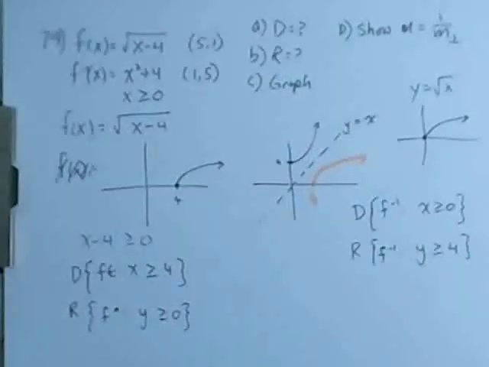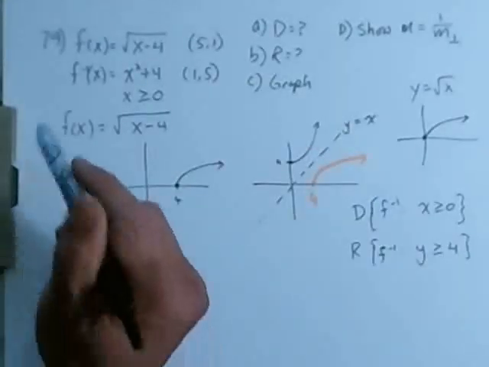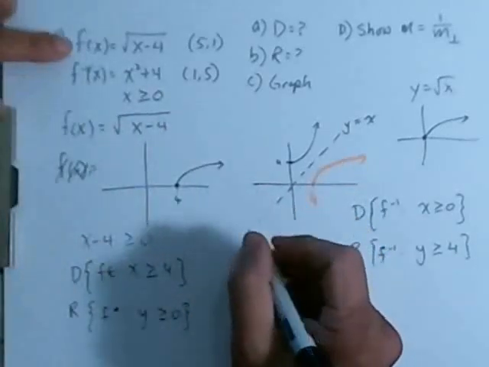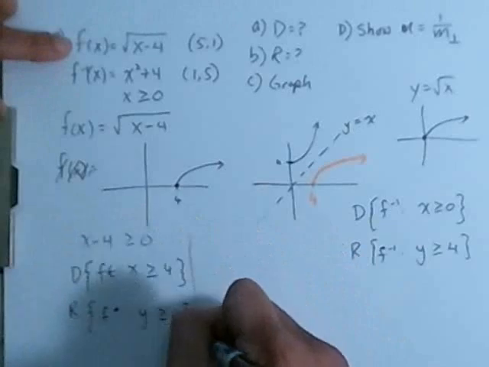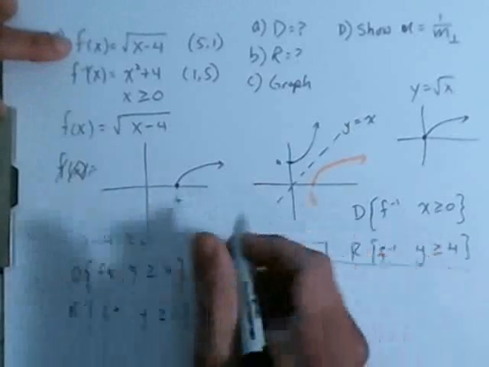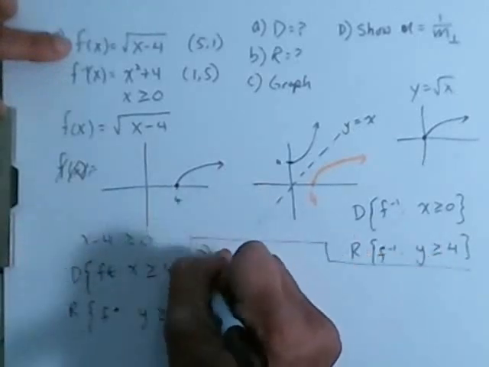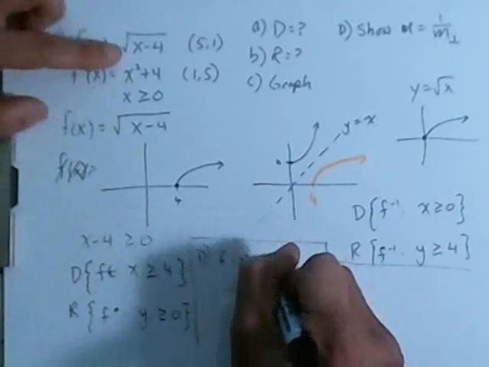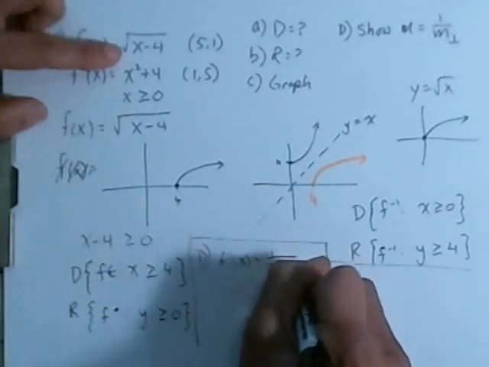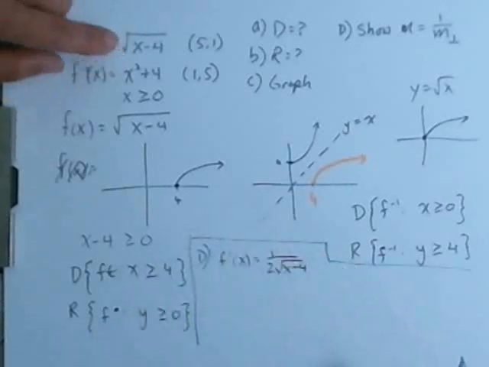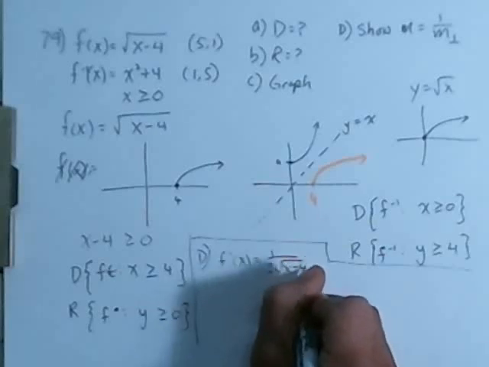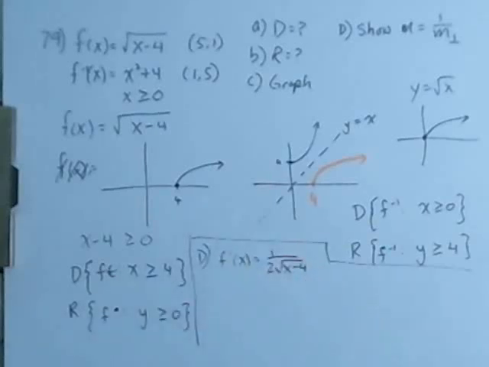Show that slopes are perpendicular to each other. Okay, so let's try to work this out. We're going to do the f prime of x here, part D. F prime of x is equal to 1 over 2 square root of x minus 4, changing this to radical form, bring it on down, and then make it negative 1/2, and then it goes to the denominator.